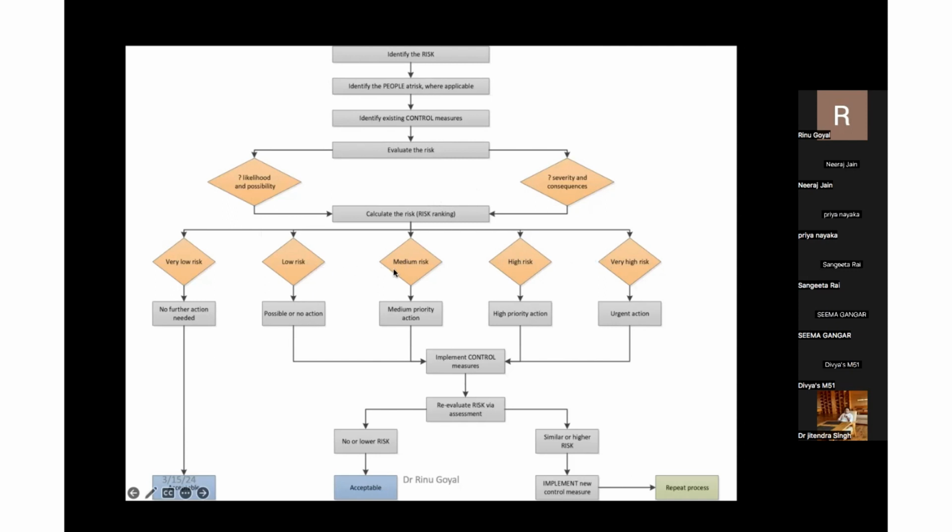Depending upon the level of risk, take action if it is required or not. If it is not required, nothing more is needed. If it is medium or very high, take actions accordingly, urgently or with high priority or medium priority. Implement the control measures, which will be discussed in your management meeting, and reevaluate the risk again. If the residual risk is not acceptable, take some action. If it is acceptable, go ahead.